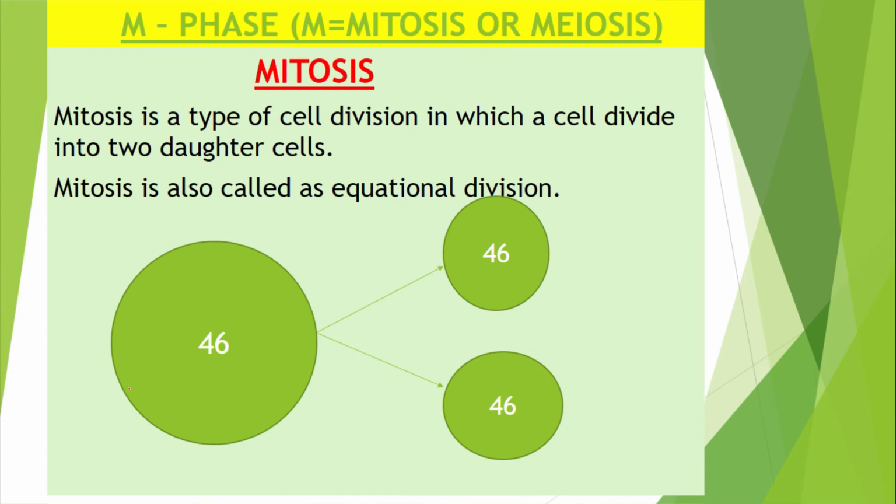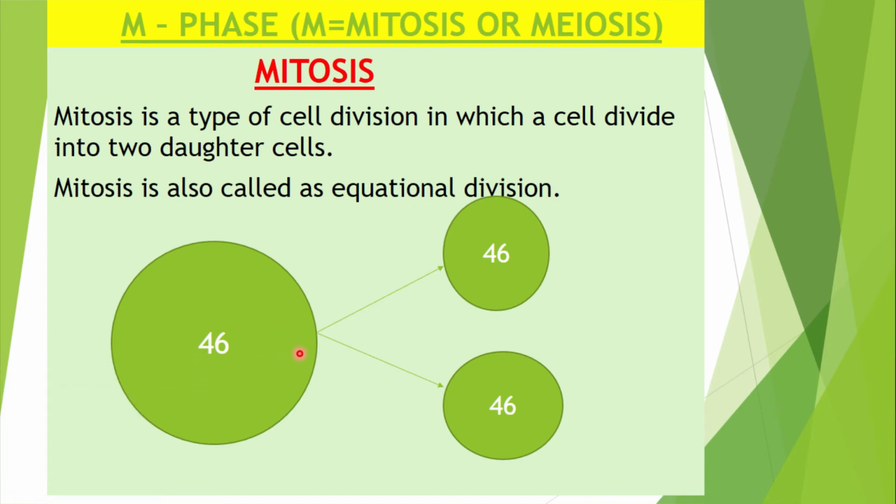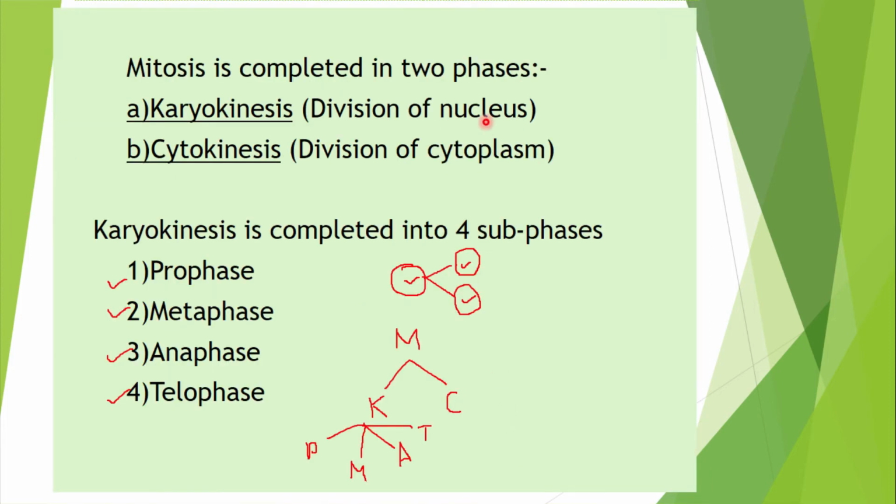So what have we studied here? We are studying mitosis. Mitosis is a type of cell division in which a single cell divides or gives rise to two daughter cells. Mitosis is also called equational division because the number of chromosomes in the mother cell and in the daughter cell remains the same. Mitosis is completed in two phases, karyokinesis and cytokinesis. Karyon means nucleus, cyto means cytoplasm, and kinesis means division. So karyokinesis is division of nucleus and cytokinesis is division of cytoplasm. Now karyokinesis is again completed in four phases.